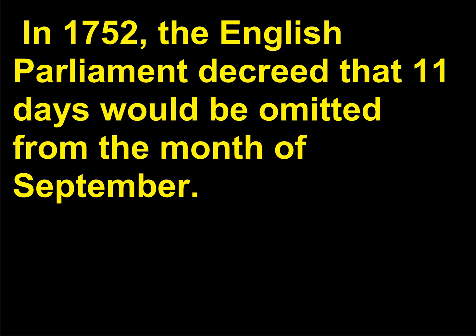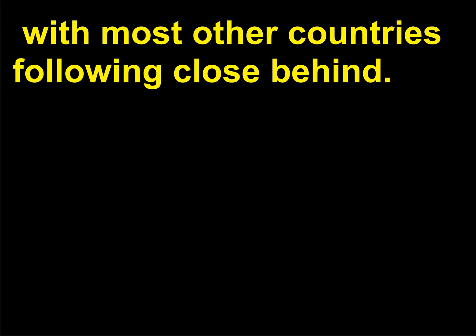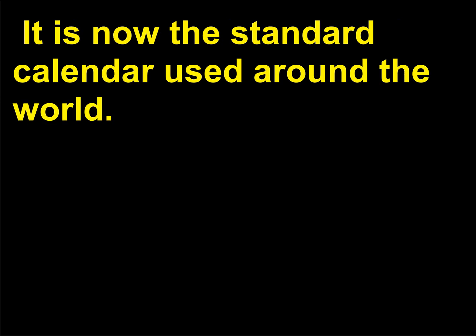In 1752, the English Parliament decreed that 11 days would be omitted from the month of September. England and its American colonies began to follow the Gregorian calendar, with most other countries following close behind. It is now the standard calendar used around the world.